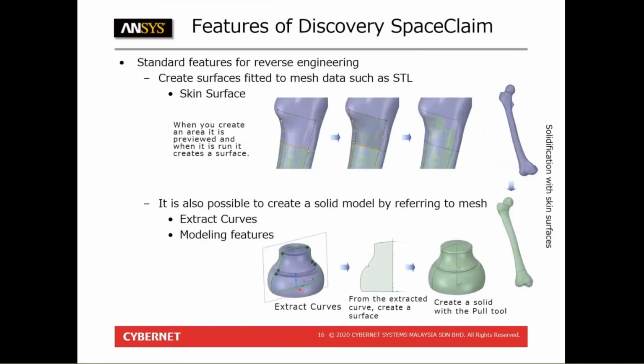Now, another feature of Discovery SpaceClaim is reverse engineering. One of the features is create surface fitted to mesh data such as STL. Now, as you probably know, STL is mesh data, so sometimes it cannot be used in the CAE environment. Therefore, with the reverse engineering feature, you can map the surface of, for example, this model right here. And then after you map all the surfaces of this model, you can change it into a solid, and then that solid can be used for analysis.